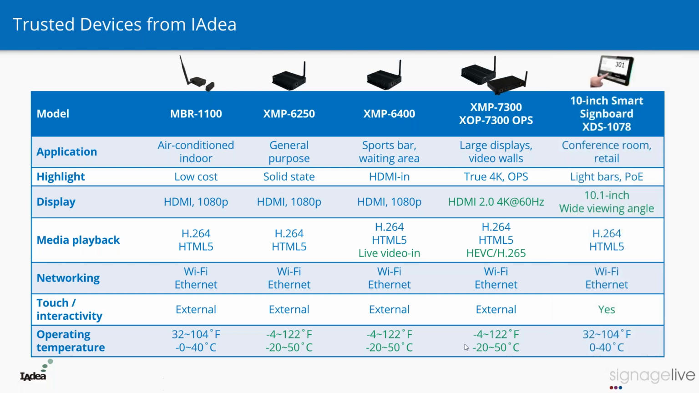Last but not least is the 10-inch signboard, which you saw used in many places in the Dermalogica case study. This is a 10-inch sort of ruggedized tablet device with light bars on the side, especially designed for conference rooms. It can also be used in retail, where the light bar can be turned on and off and switched into different colors to indicate thematic content design, or to indicate the availability of the conference room as the schedule changes and as people move in and out of the room. That device includes touch capability built into the screen, and it is a beautiful 10-inch wide view angle display that is designed for up close viewing.